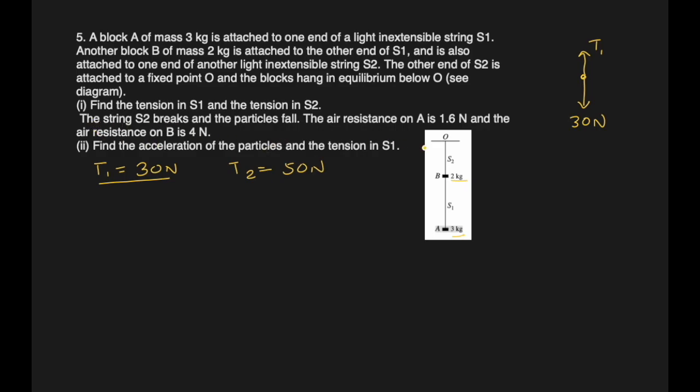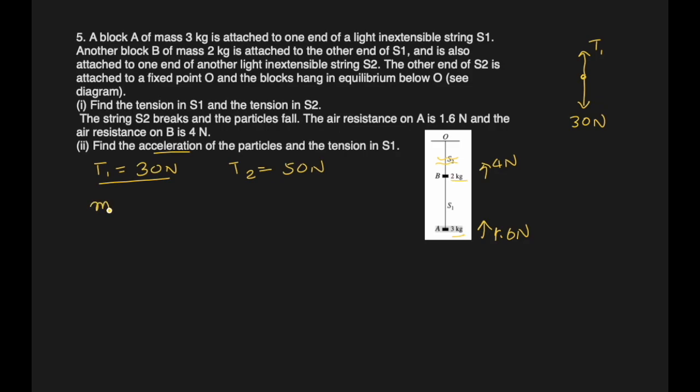The string S2 breaks. This one breaks, and the particles fall. The air resistance on A is 1.6 newtons and on B is 4 newtons. Find the acceleration of the particles and the tension in S1. So first let's take the whole system as one body. That will help us to find acceleration.